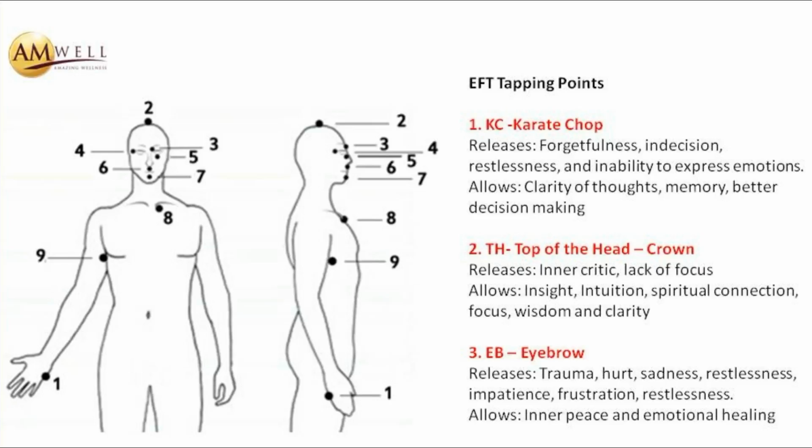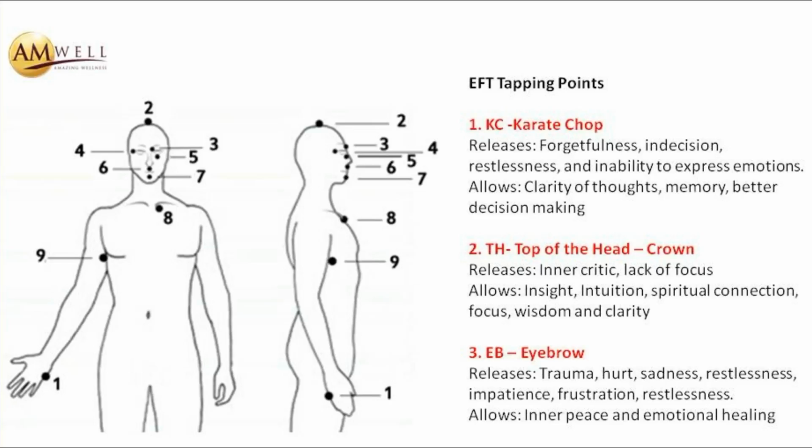One is the KC, the karate chop. That's at the side of your palm. That's one area. Use the wand and tap lightly. Number 2 is the top of the head, the crown. Same points. A very, very important point, and if you look at it, you'll find the importance of it.